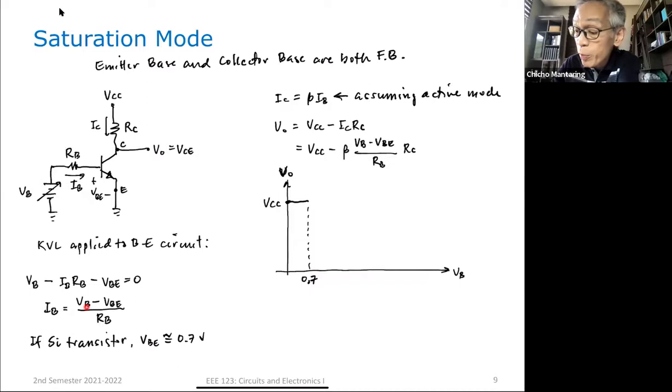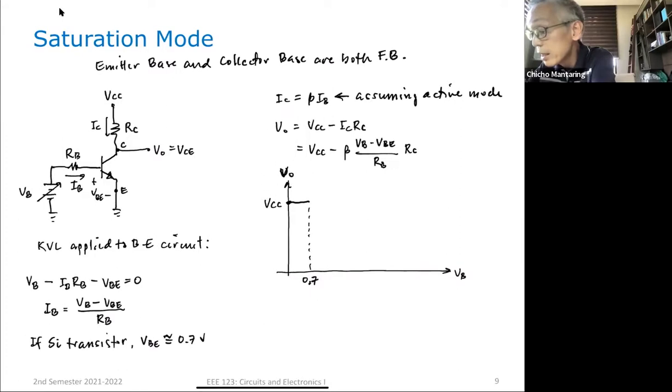Because when V sub B is equal to 0.7, or when V sub B exceeds 0.7, now I'm going to get a current flowing here. And that current is going to be multiplied by beta, okay? And then my V sub O will be VCC minus IC now, that's beta IB times RC. So this is going to start to decrease. And the decrease is going to be linear. Okay.